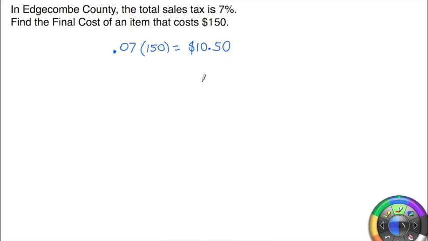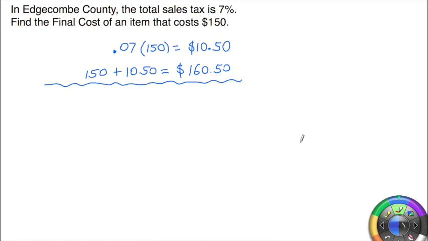All right. Then you would turn around and take the original cost, $150, and add on the tax, $10.50, to come up with your final cost. How much is it going to cost you to get out of the store with this item? So $160.50. And again, there's a shortcut way of doing this.